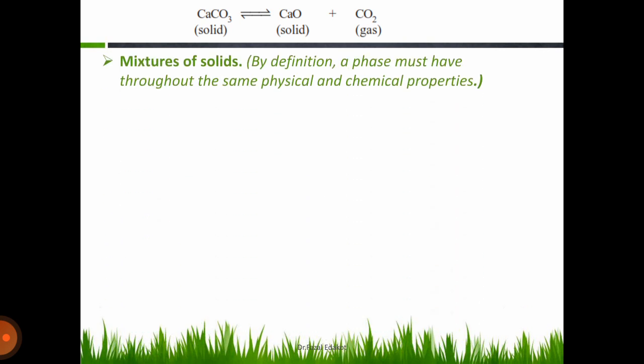So let's see. A mixture of solid. If you are talking about a mixture of gases, it will be uniform. There will be only one phase. We have discussed about the liquid. For example, aqueous solution, if there are two substances, if it is completely dissolved, there is homogeneity, so you can expect only one phase. But if you are talking about the mixture of solid, by definition, a phase must have throughout the same physical and chemical properties, only then could it be called a single phase. But in solid, you can't ensure the homogeneity.